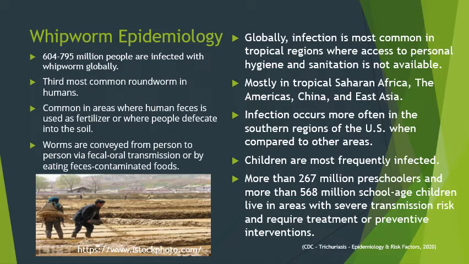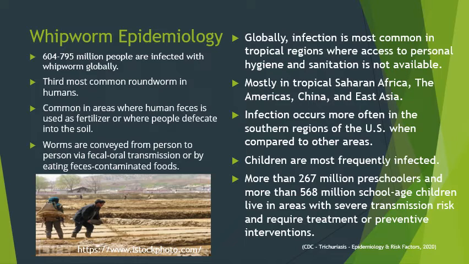There are 600 to 800 million people infected with whipworm globally. It's most common in areas where human feces is used as fertilizer or where people defecate in the soil. Worms are conveyed from person to person via fecal-oral transmission or by eating feces-contaminated foods.